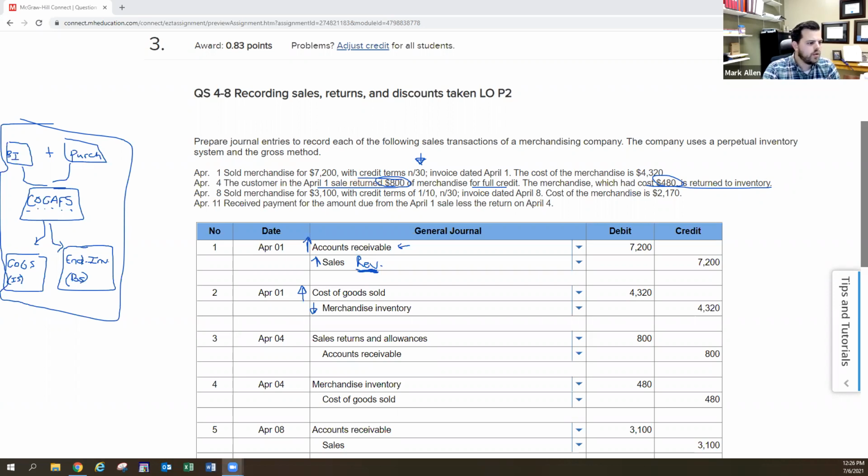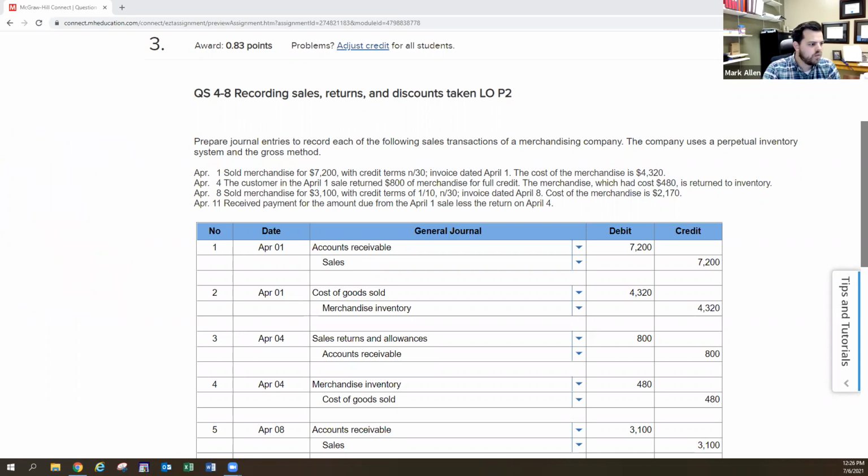So what I'm going to do now is clear everything off just to give us some more space. But what I need to recognize is that just like when I have a sale, and let's get us back to the blue, it's a little bit easier to see, just like when I have a sale, that requires two journal entries. Returns also require two journal entries. And it does the reverse of what the sale did.